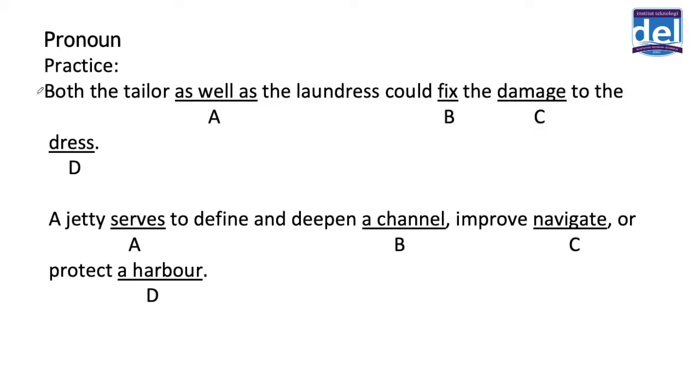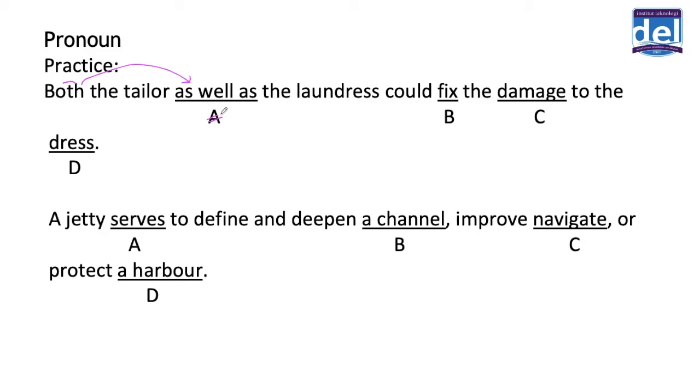Now it's time for practice. In this type of task, we have to determine which part is wrong. The answer is A. It's pretty easy because you see the conjunctions are not parallel. We know that both must be paired with and. Instead, here we have as well. So yeah, the answer is A.